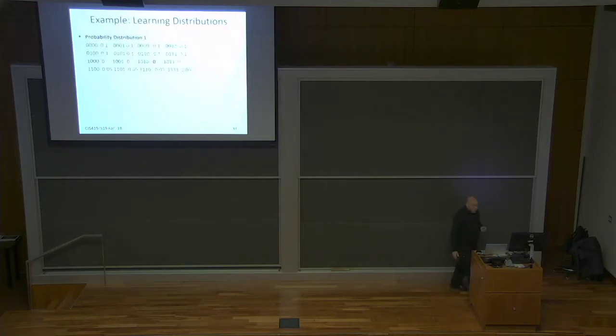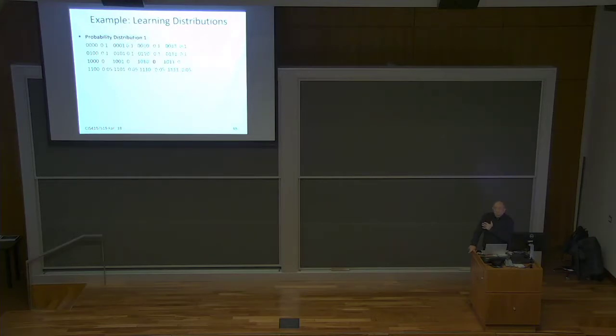Okay, so let's take an example now. What does it mean to learn a probability distribution, really? Here is a probability distribution over 4 variables. I gave you the whole probability distribution. 4 variables means 16 instances, and I gave you a number for each one of them.